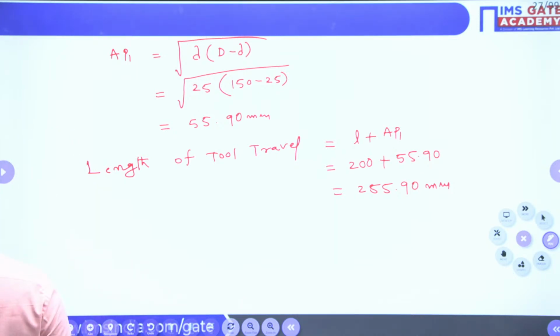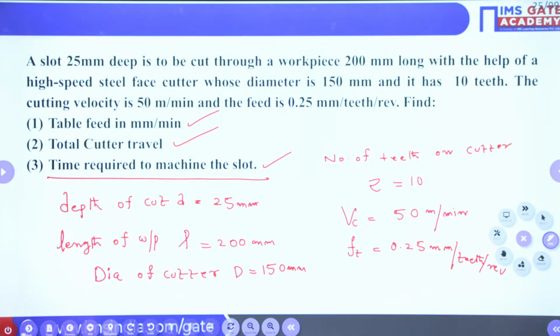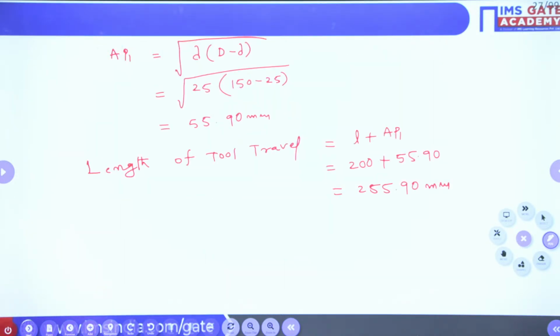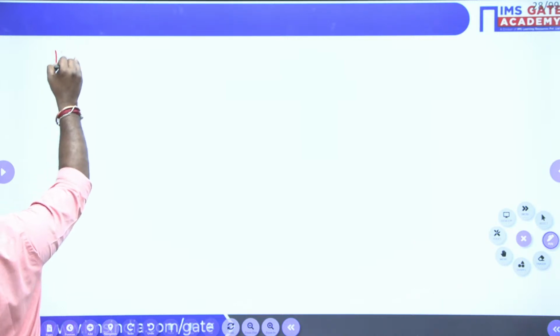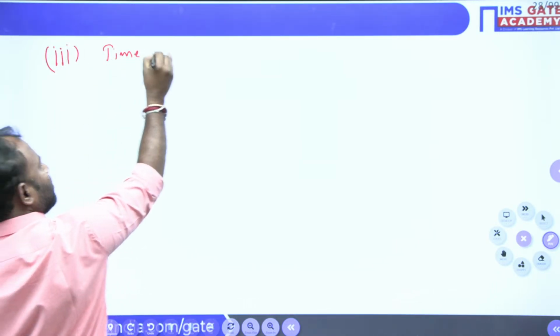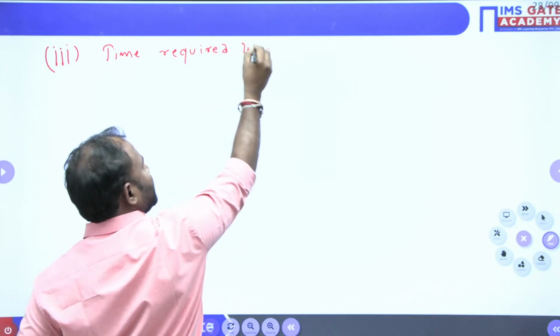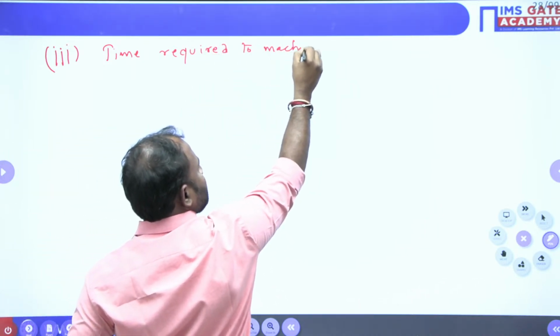What does the third question ask? Time required to machine the slot. Right, so now the third question: time required to machine the slot.